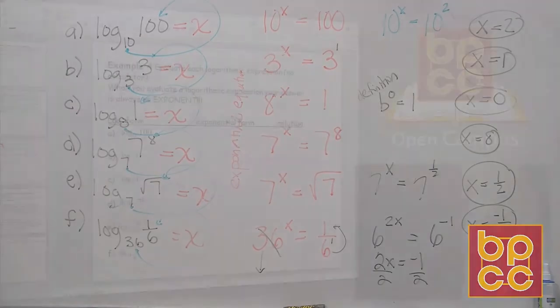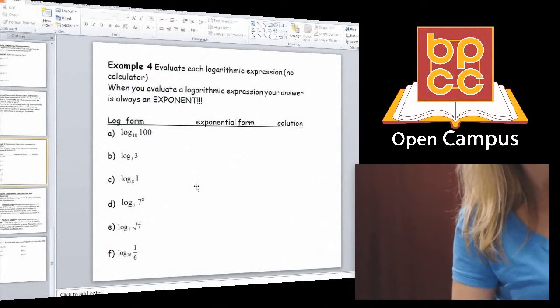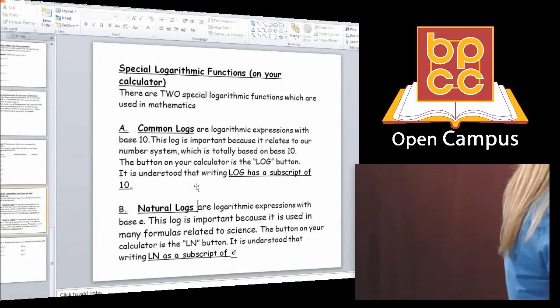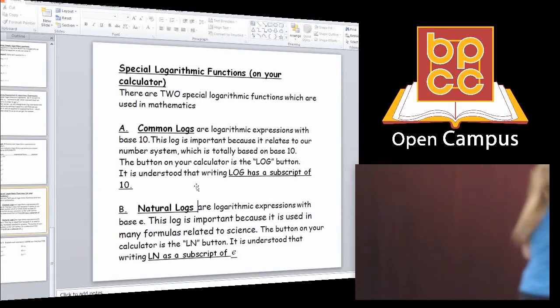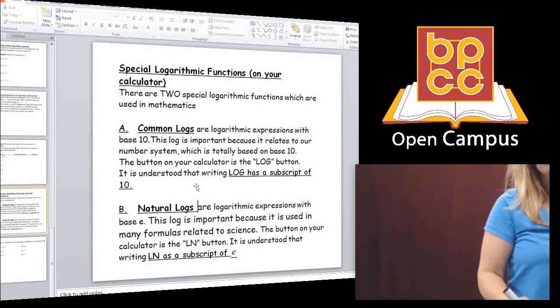All right. In your notes, on your calculator, there are 2 different buttons for log, LOG and LN. And now I'm going to explain why we have 2 buttons. They have to do with the bases. There are really 2 different logs we use in the real world. There is a common log and a natural log. Common means what we use the most.